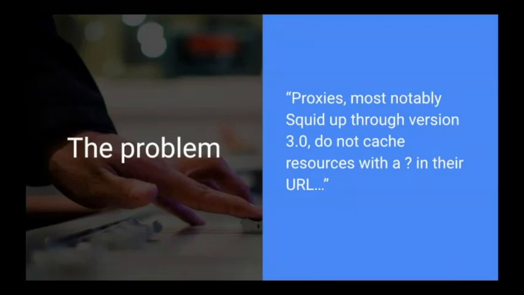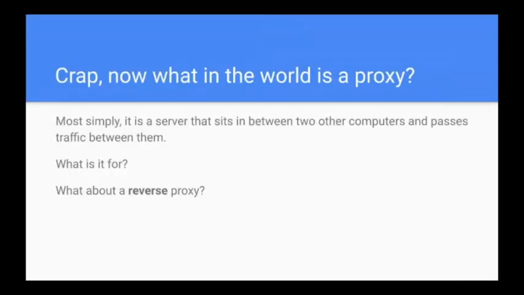So the supposed problem with putting query strings on static resources is that, according to the old GTmetrix page, proxies, most notably Squid, up through version 3.0, do not cache resources with a question mark in their URL. So that's a problem, right? Well, it was. But what's a proxy server first?